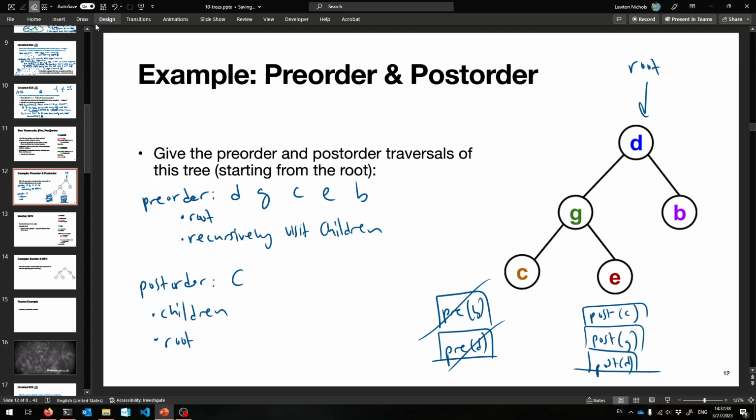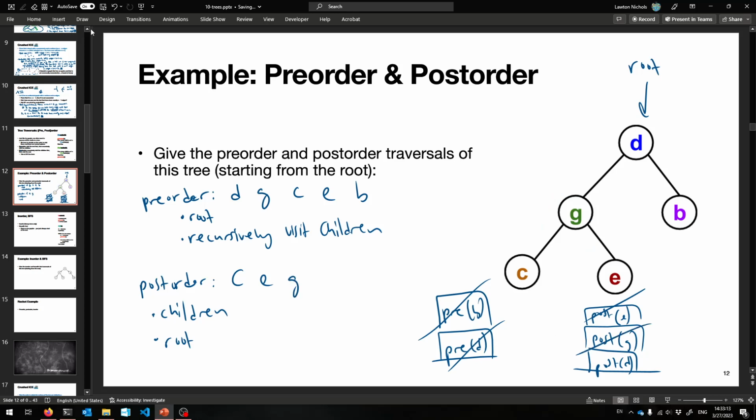We return, and so we're back in post of G, which is working on visiting all of its children before the root. So it visited C just now. It needs to visit E still, and then it can visit itself. So we're going to call post on E. And that will go left, nowhere, right, nowhere, visit itself. E. Cool. And now it's done. And now we're also done with visiting all of G's children. So we're back in G itself, and we're ready to process it. So now we're on G.